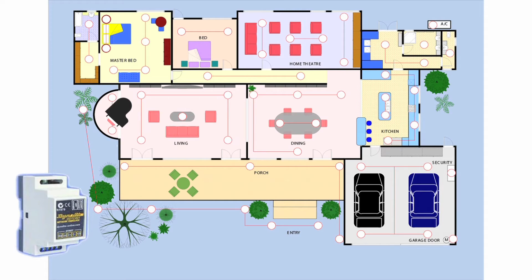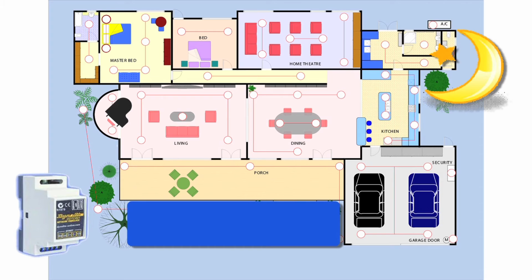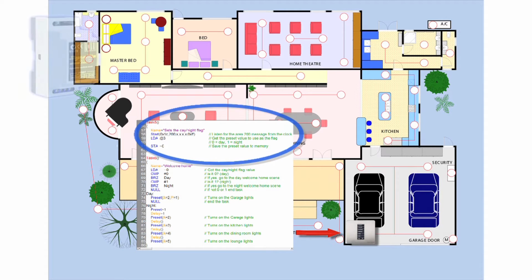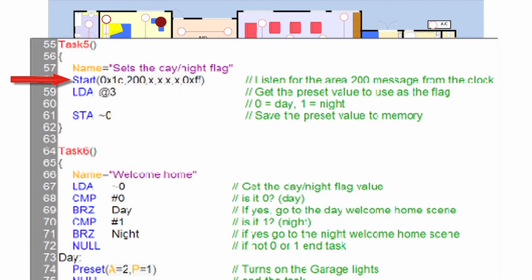We will configure the time clock to send a message at sunrise and sunset, and we're going to use a dummy message at sunrise to say Area 200 preset 1, and at sunset we will say Area 200 preset 2. So task 5 and 6 here are going to live on our panel in the garage. Task 5's job is to listen for the Area 200 messages from the time clock, and we're going to use our start command to do that.